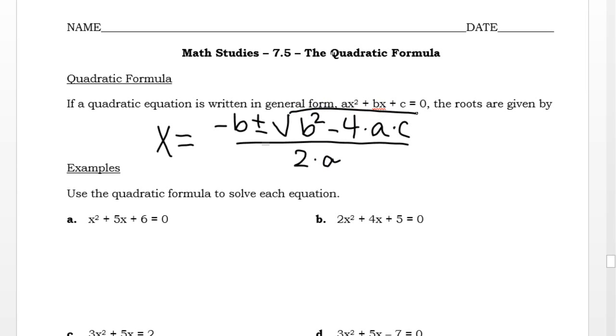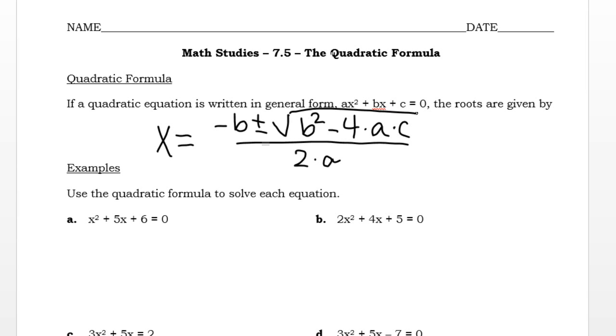Hopefully this is something you've seen before. Since this is math studies, you should have done this in Algebra 2, and it is in a little bit of Algebra 1.5. Remember, you can use your notes on the tests for these chapters, but to help you remember the formula, if you'd like to, I have a little song.